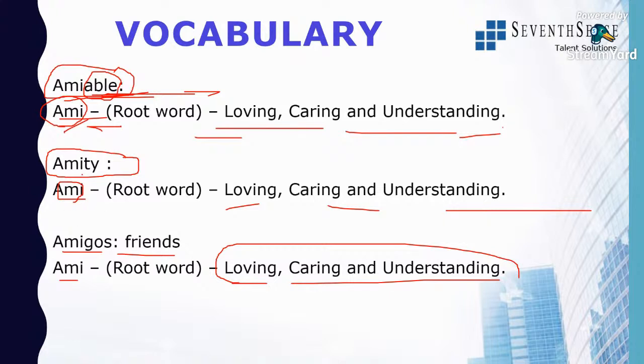Amigos, amiable, amity, like that. You can find more than these words. Try to remember the root words first. In amigos, the root is about a person, friends who care, love, and understand. So amigos is nothing but friends; you can directly say the meaning of amigos is friends.